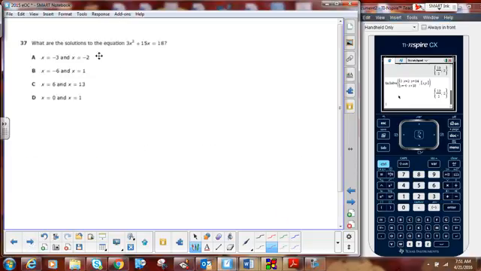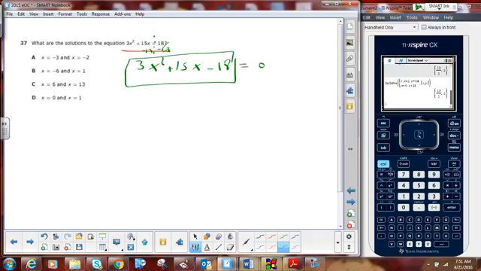Now, they ask you to solve an equation. This is what I tell my kids, use a calculator, it's fine. But before you do that, make sure your equation is equal to 0. So in this case, we're going to set this equation equal to 0. So subtract 18 from both sides. You're going to have 3x squared plus 15x minus 18 equal to 0. Now you can solve this quadratic equation by using Poly.